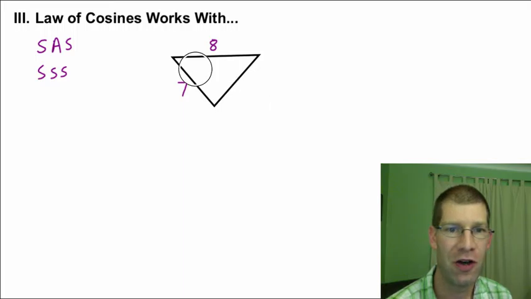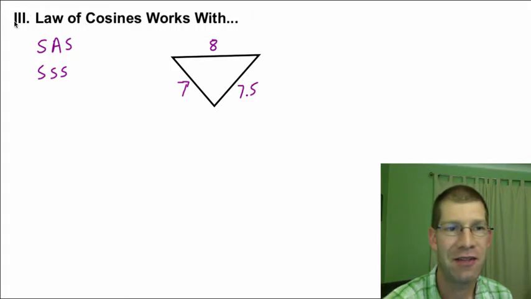The other one that it's going to work for is the side side side triangle. So had we known that maybe this side here is 7.5, now that we know the three sides, we can go through and find any of those angles. So that's going to be the things that law of cosines works really well for.